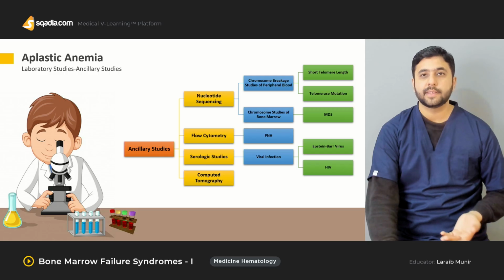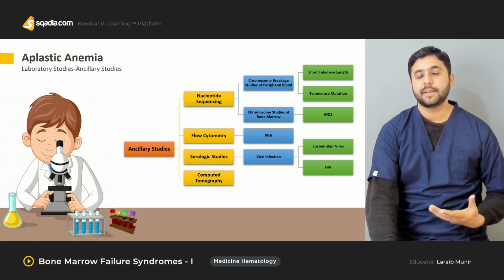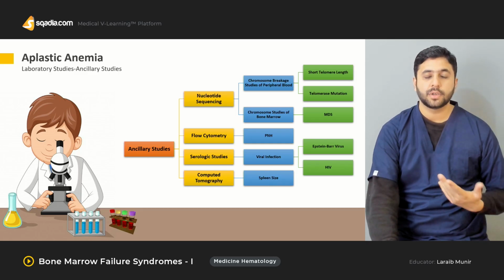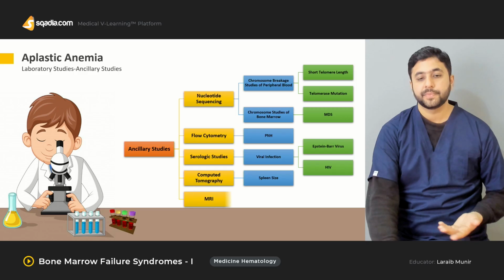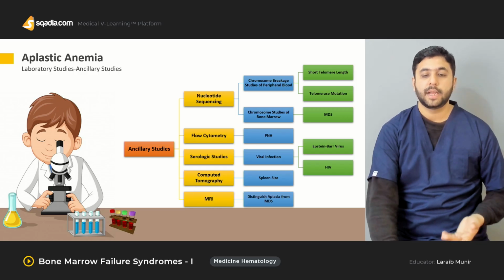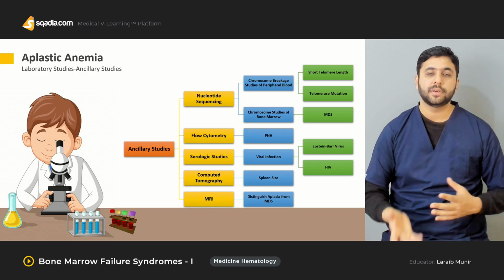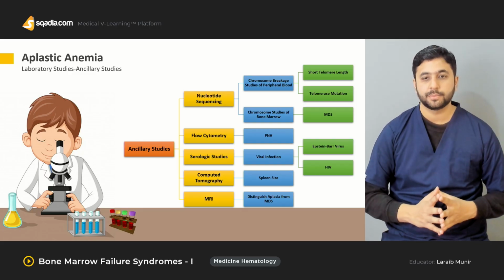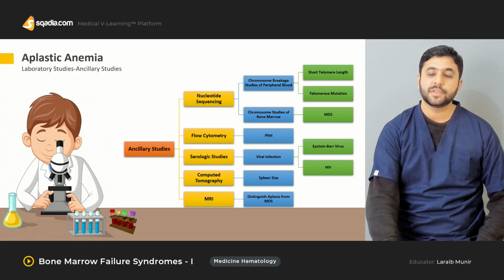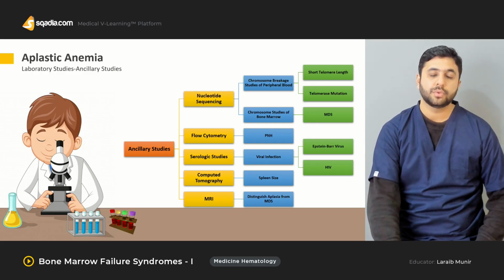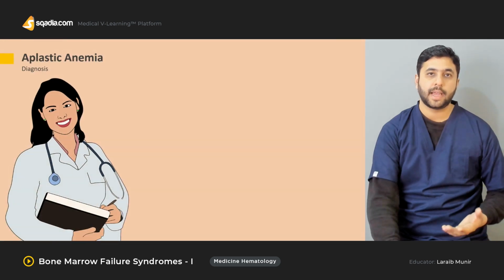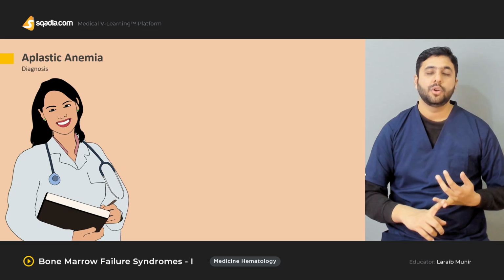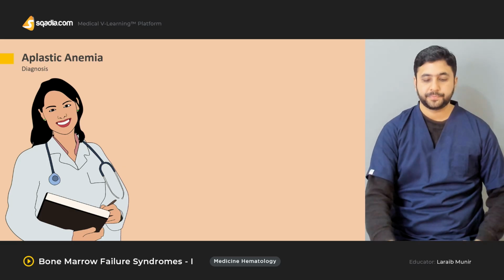Computerized tomography or CT scan can be important, specifically if we are looking to evaluate the spleen size, or if we're looking for a thymoma as well. And certain types of MRIs can also help us distinguish aplasia from the myelodysplastic syndromes. We are going to talk about it when we talk about the myelodysplastic syndromes. So these are the major investigations which we have to perform in patients to arrive at a differential diagnosis and finally definitively diagnose patients with aplastic anemia and then look for the cause of aplastic anemia.